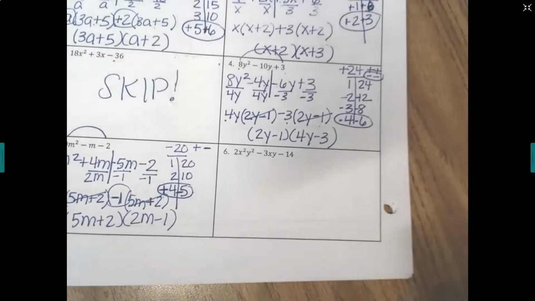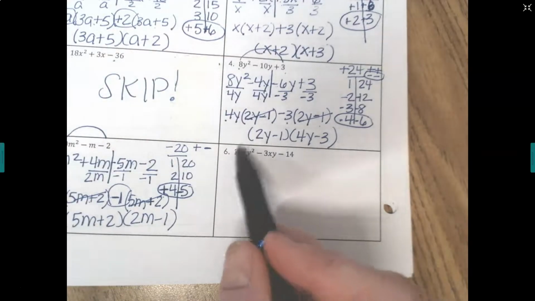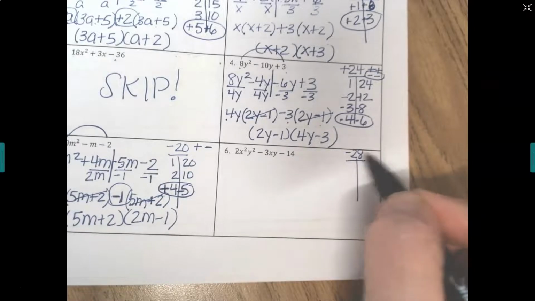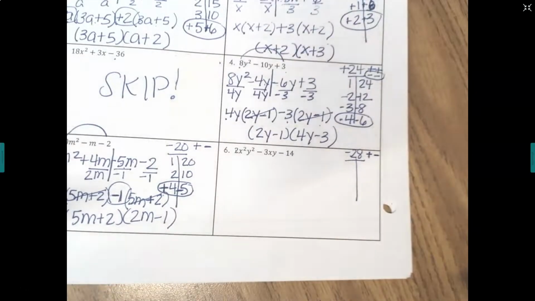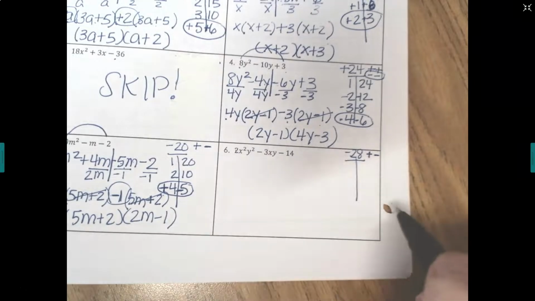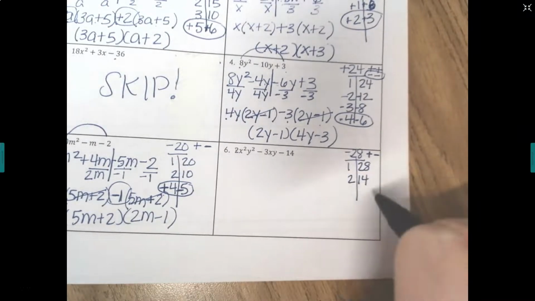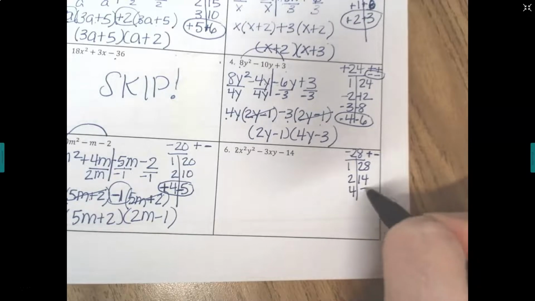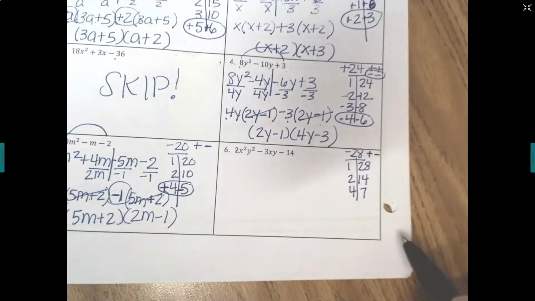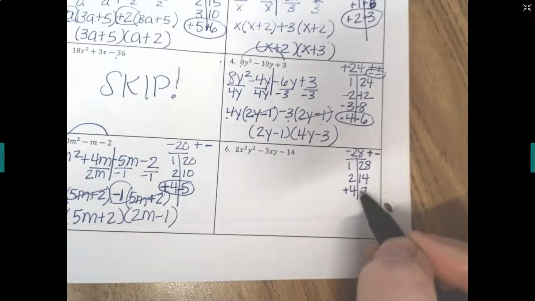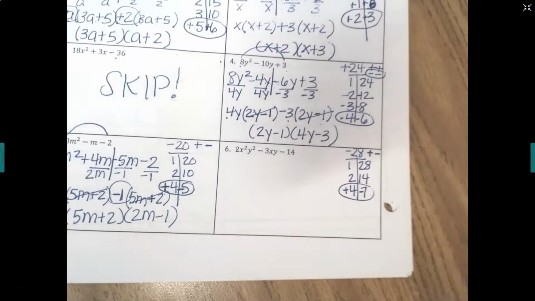All right, one last one. This one's a little different because we have an x squared and a y squared. It's okay. But we're going to look for what multiplies to negative 28. That it's negative. That means the signs of your factors have to be opposite from each other. But adds to negative 3. So we have 1 and 28, 2 and 14, 3 doesn't go in, but 4 and 7. Okay, so which of these pairs, when combined together with one positive, one negative, will give me a negative 3? If I use a positive 4 and a negative 7, that will work.